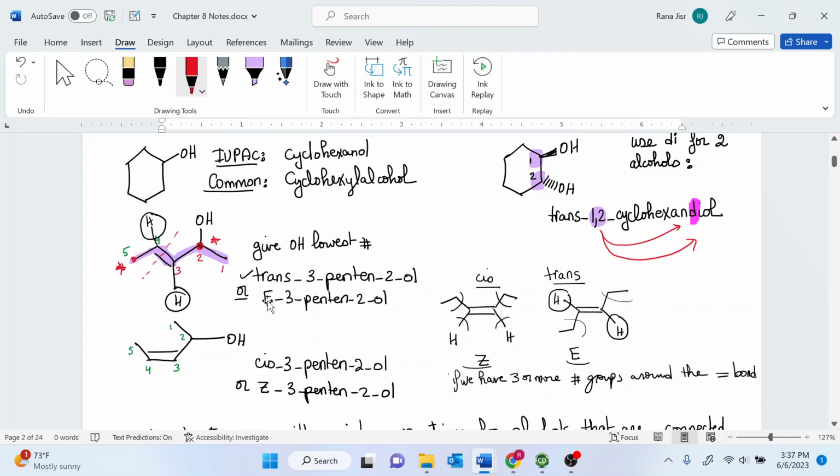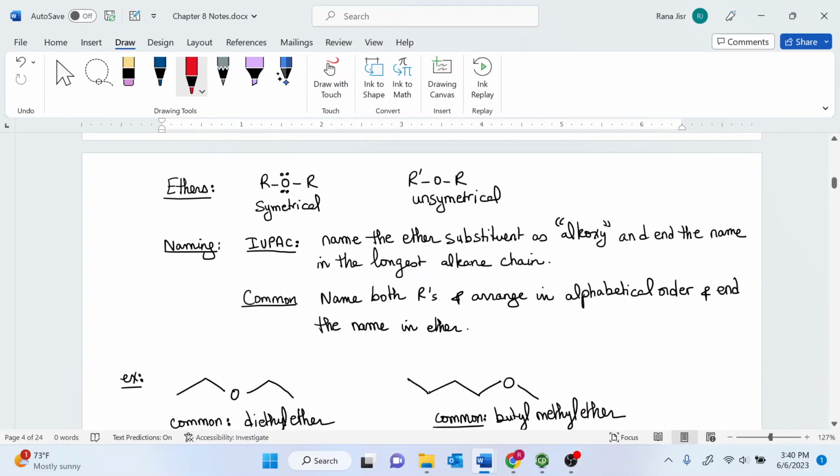If you want to check the E and the Z, you have to put where the E is. Here I didn't put where the E is because I only have 1 double bond. If you have 1 double bond, it's fine. You don't need to put where the E is because you are already specifying where the double bond is. It's on the 3rd carbon. But if you have more than 1 double bond, then you have to locate where the E is, like for example, 3E.